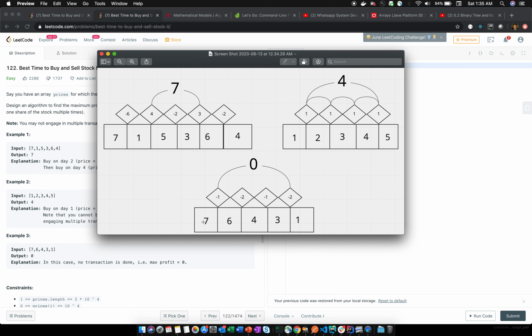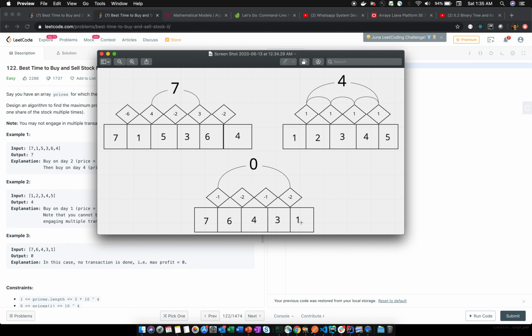Taking this last example, as you see, there is always a reduction of the price. So regardless of what price point you buy at, you always lose. So it's better to avoid this stock.